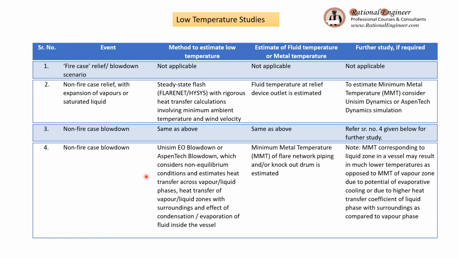It tries to solve three sets of heat transfer calculations, one involving the heat transfer between the phases inside the vessel, between the vapor and liquid phases, the other involving the heat transfer across the vapor or liquid zone with the surrounding, and finally the effect of any condensation or evaporation of the fluid inside the vessel. This will help you to estimate the minimum metal temperature of the equipment or vessel itself which is being depressurized, as well as the downstream flare network piping.